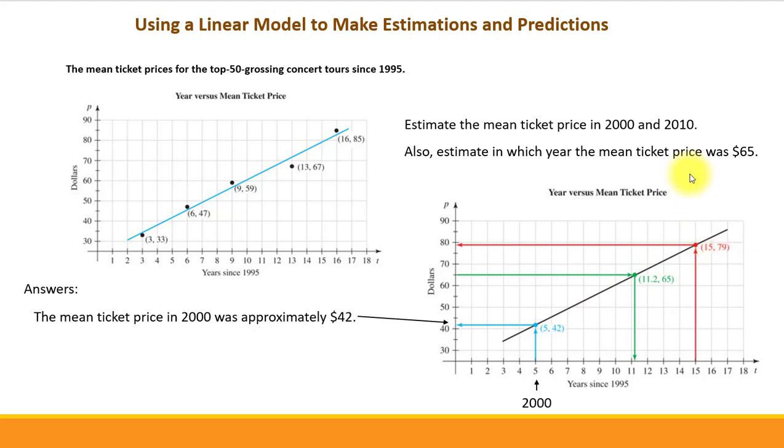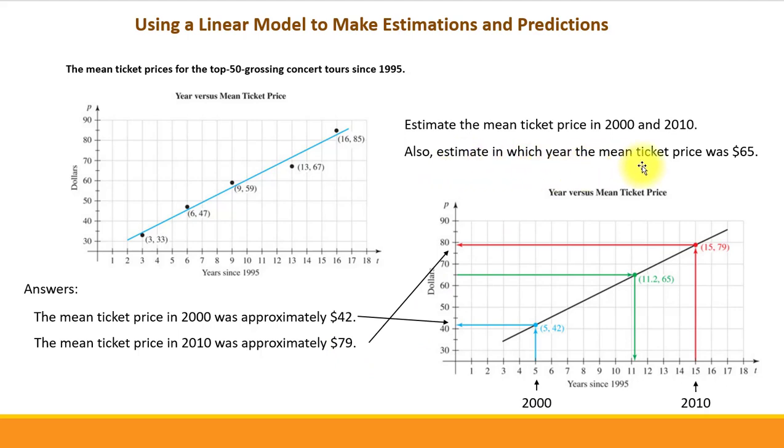Let's try that for the year 2010. First of all, let's determine what number it corresponds to on the horizontal axis. Well, 2010, that's 15 years since 1995. So we're over here. And then let's project that to our linear model. Let's find the corresponding point. And what is its y-coordinate? It's about 79. So this tells us that the mean ticket price in 2010 was approximately $79. And you can probably guess how we can answer the last question.